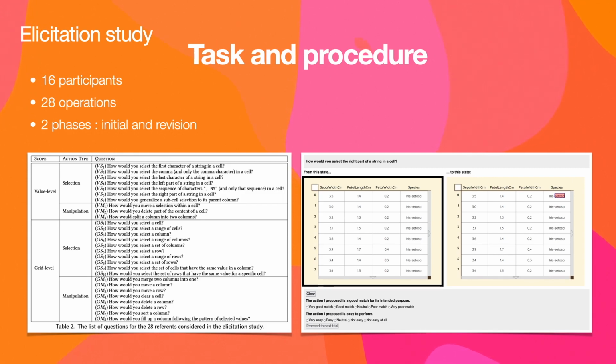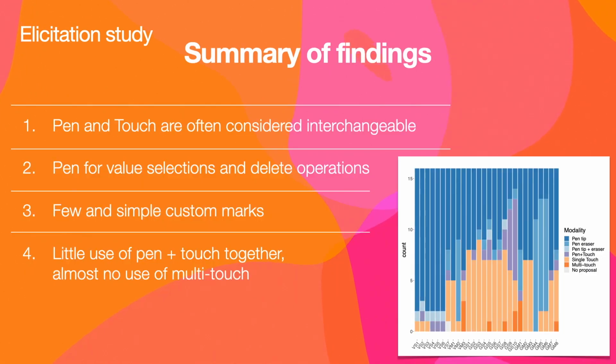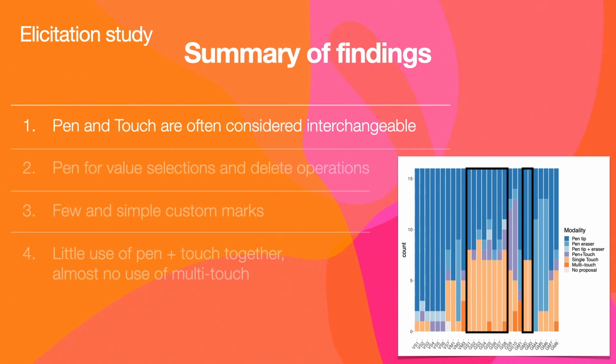After encoding all of this, we observed that there was very little agreement among users regarding gestures, but that some principles could be drawn regarding modalities. Firstly, pen and touch are often considered interchangeable by participants, so modality alone can't distinguish between interactions aimed at the grid layer and interactions aimed at the value layer.